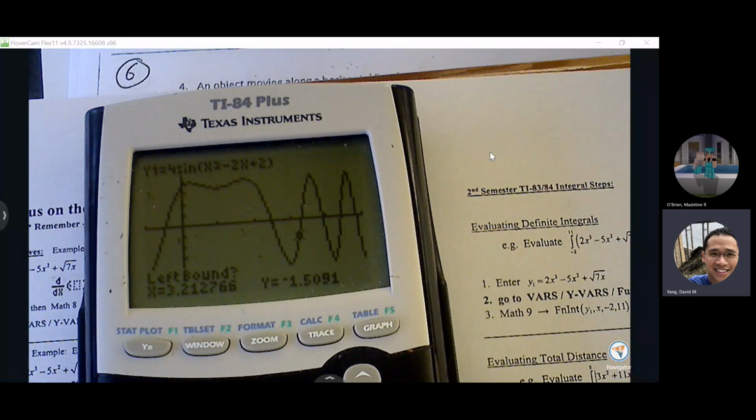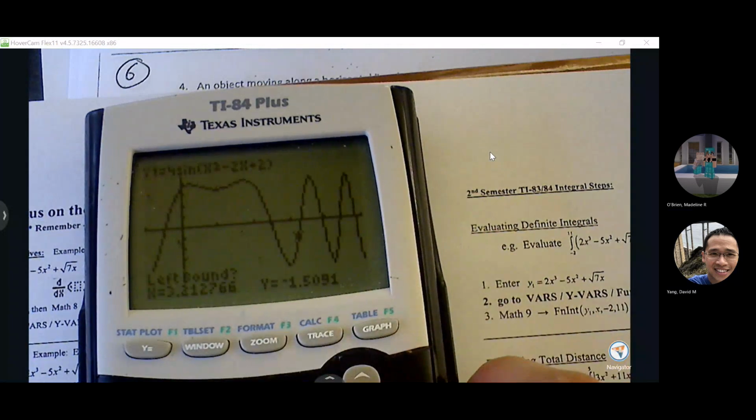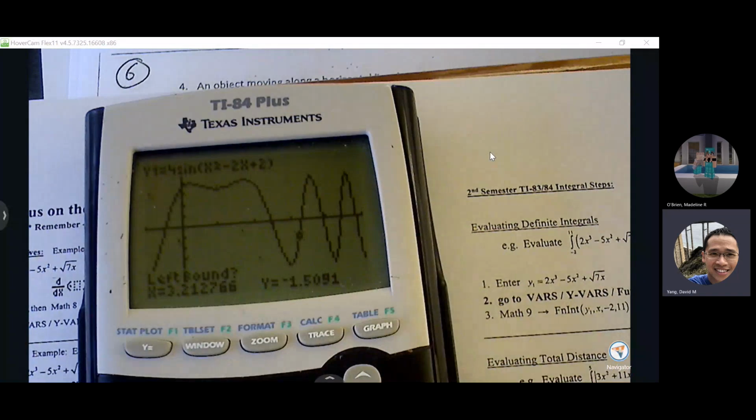Okay, so see if you can find the other x-intercept. You just go back. Yeah, go back to second trace. So now you'll pick a point to the left of the second x-intercept. Left bound, scroll over to the right of it and enter. And you should be able to get that 3.298.